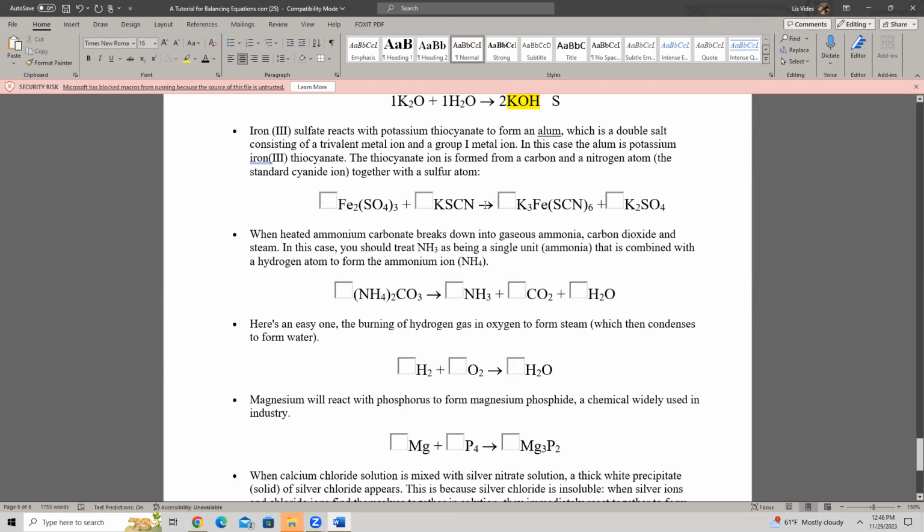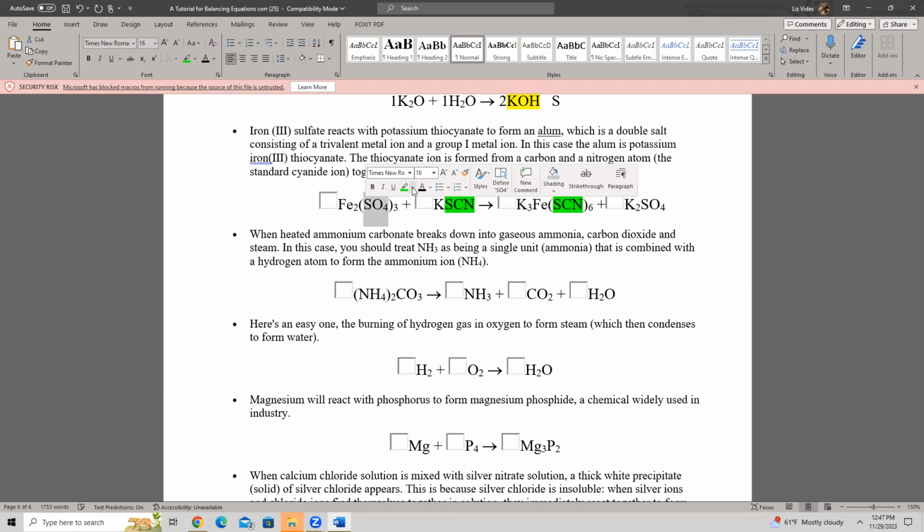All right. If you look at this one, and if I take the SCN, which is a group, and I highlight them, and I highlight the SO4, I'm going to do that one in blue.